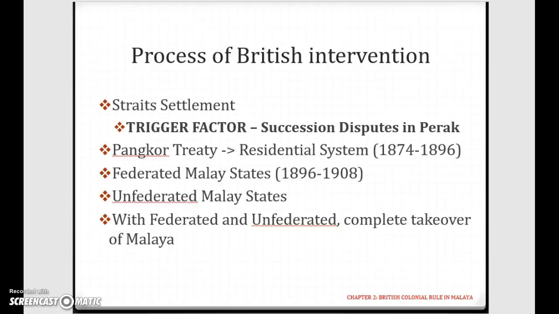Now, if you look at the French one, it is exactly the same. Reasons for intervention, or in that case, they use reasons for expansion in Vietnam, and the impact of the rule in Vietnam. However, the chapter, how it's organized in the textbook, actually includes one more section on the process of how they intervene, including Vietnam's one.